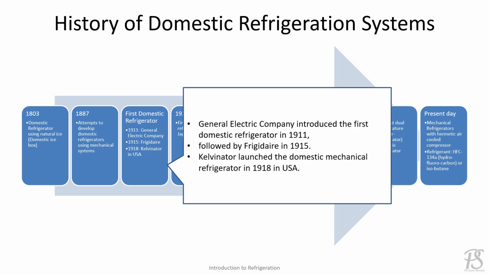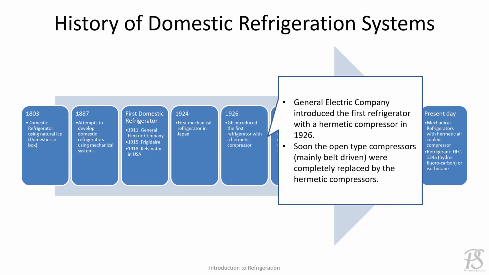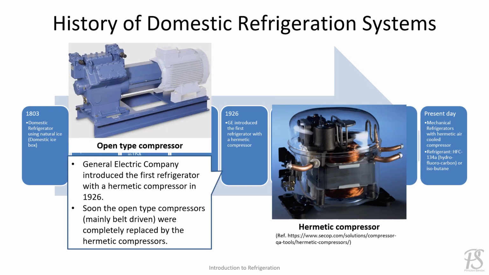Kelvinator launched the domestic mechanical refrigerator in 1918 in USA. In Japan, the first mechanical domestic refrigerator was made in 1924. In 1925, the USA had about 25 million domestic refrigerators, of which only 75,000 were mechanical. General Electric Company introduced the first refrigerator with a hermetic compressor.